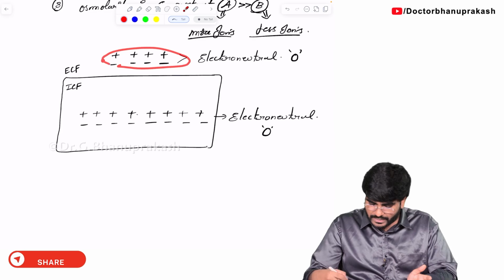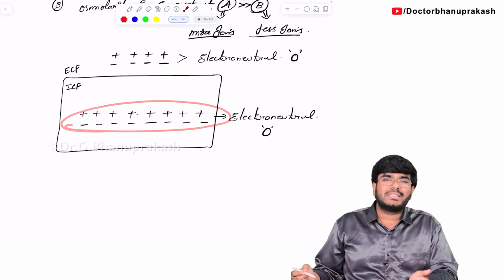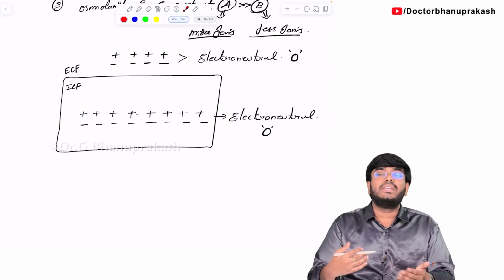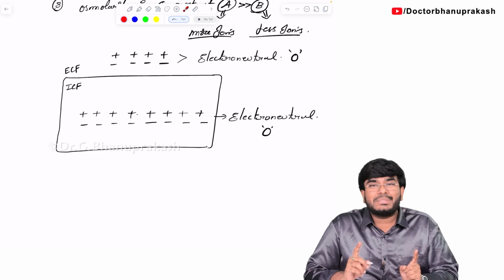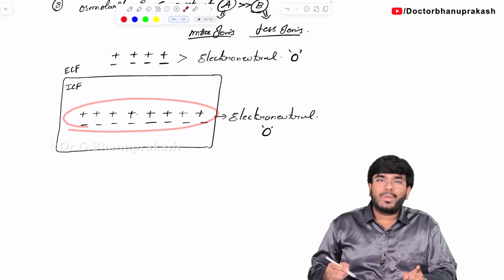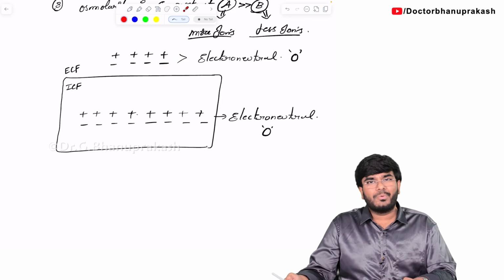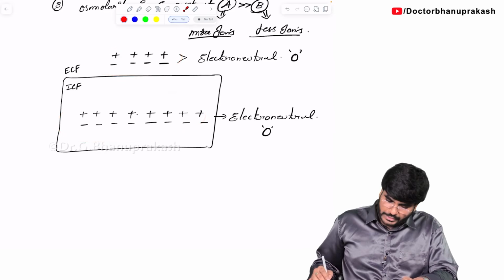See, outside the number of positive charges and negative charges are equal. Then why is there this resting membrane potential? Why is there a voltage difference inside the cell when compared to the outside? That is because of the concentration gradient. Here, more ions are there; here, fewer ions are there. Let me give you examples.